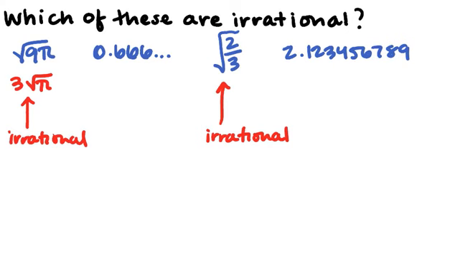And this one on the right, 2.123456789, this is a rational number because the decimal expansion just ends. It just stops. And if we don't have a dot dot dot or an overline or something, then we know that it's rational.